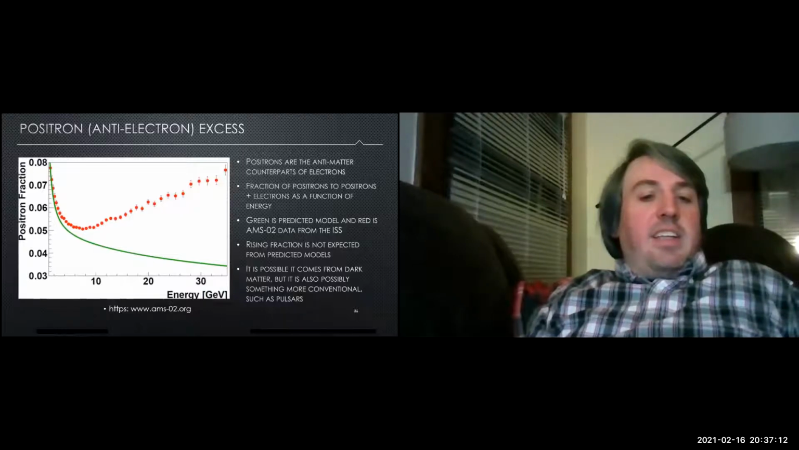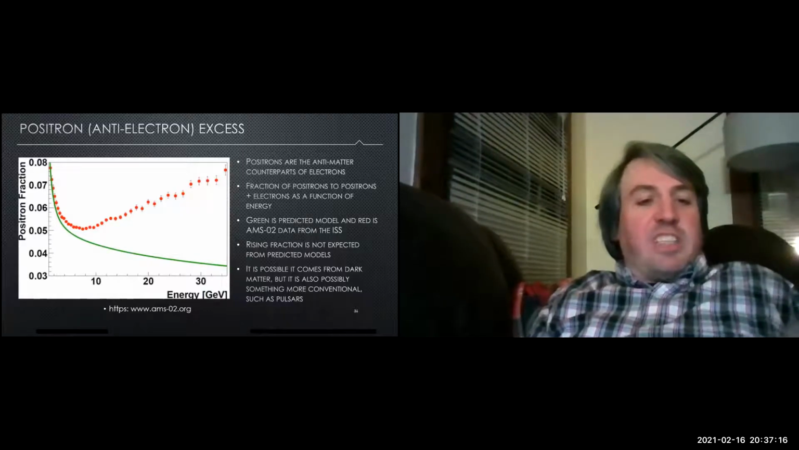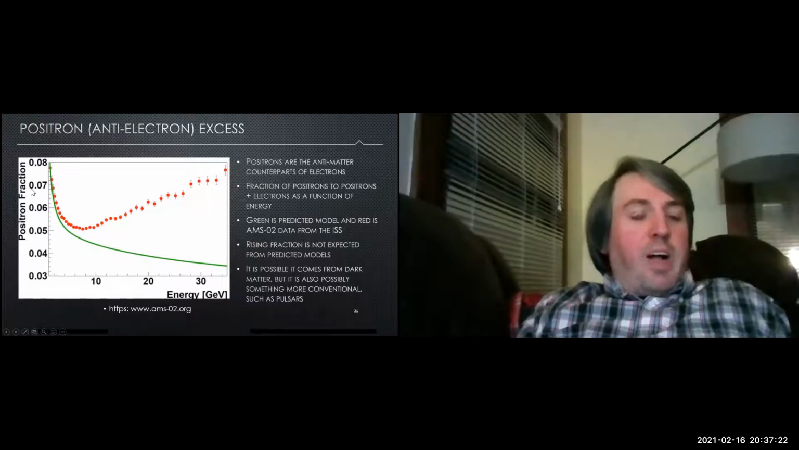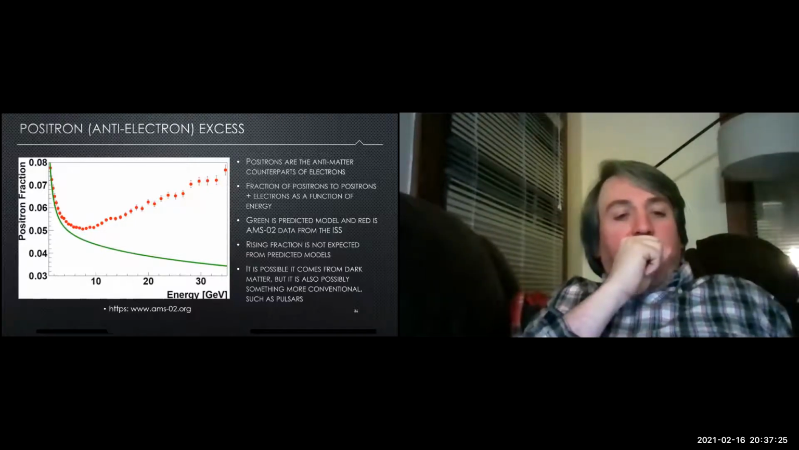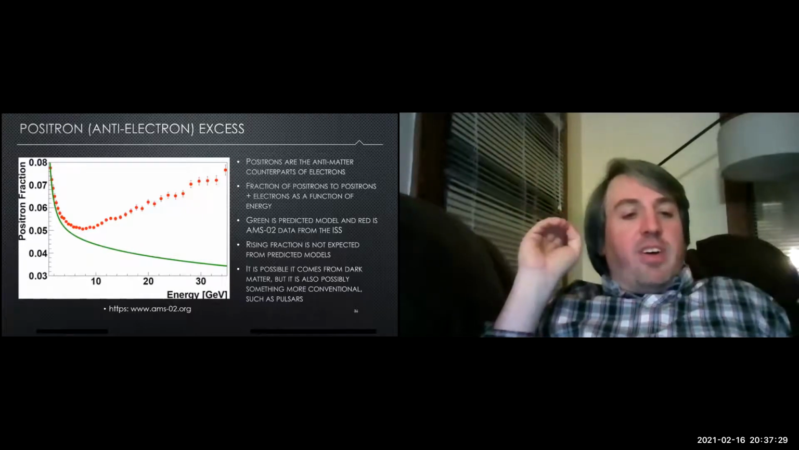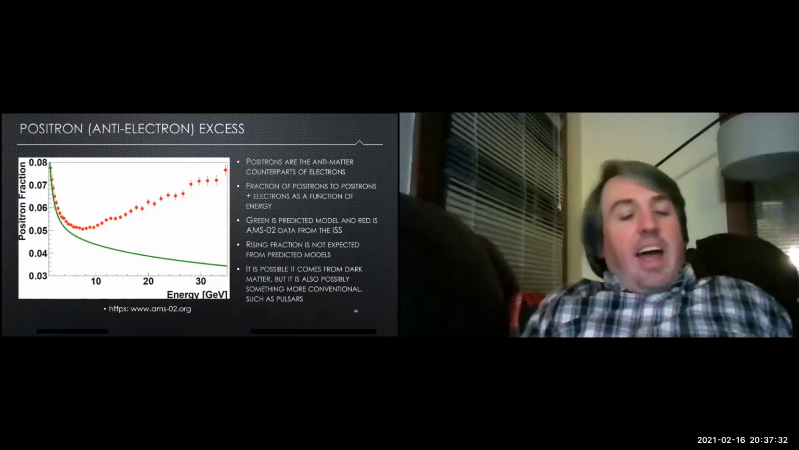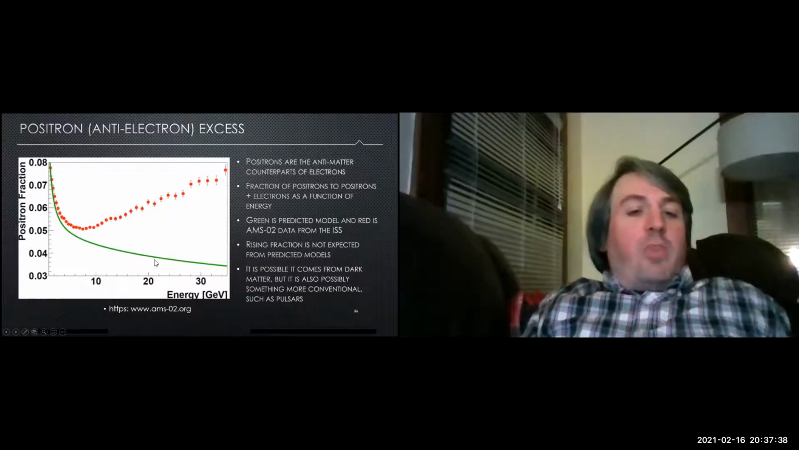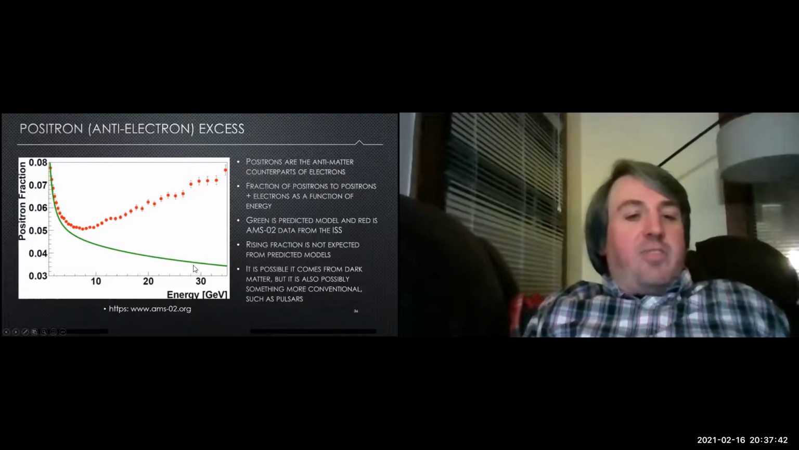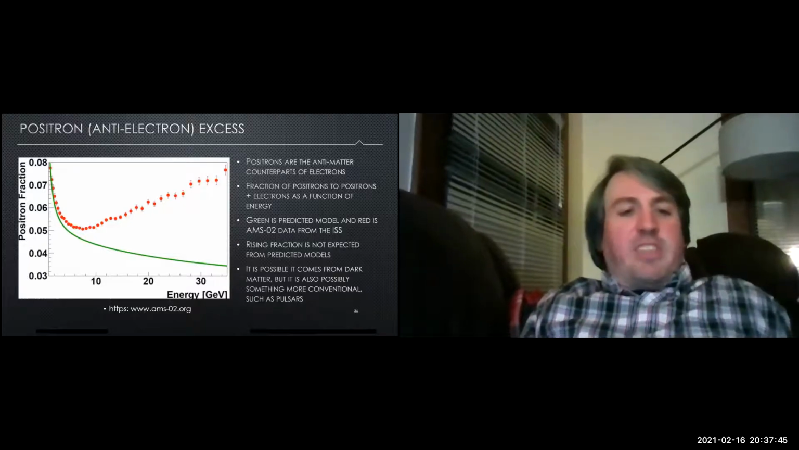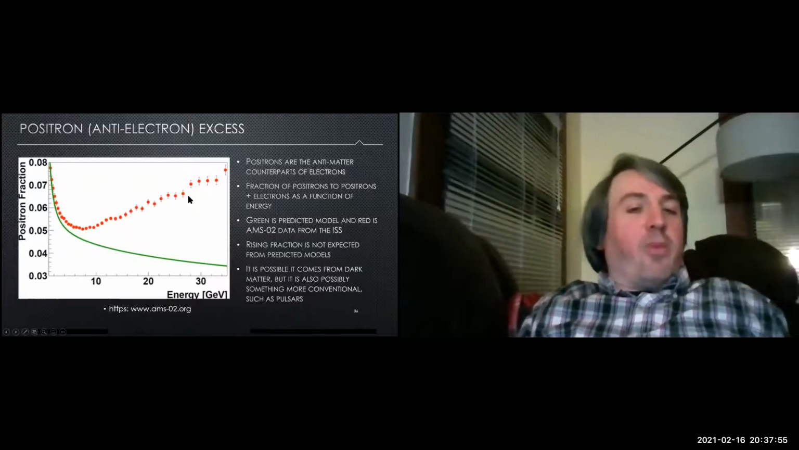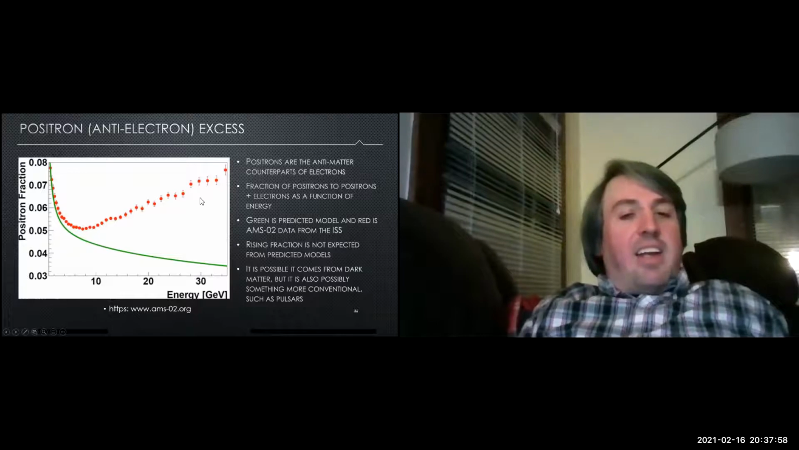So this is from AMS, which is on the International Space Station. I talked about that a little bit earlier. This is the fraction here on the y-axis of the ratio of positrons, which are anti-electrons, to the number of electrons plus positrons, as a function of the particle energy. And so this green curve here is what essentially was expected from all the conventional astrophysics that we know. And then the red here is actually what we observe. So we can actually observe that this fraction's going up. So there's more antimatter in the universe than what we initially expected at higher energies.